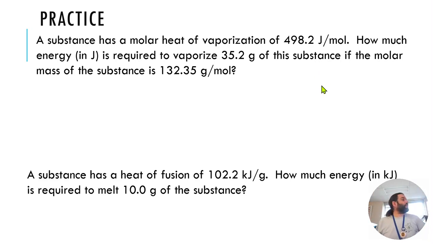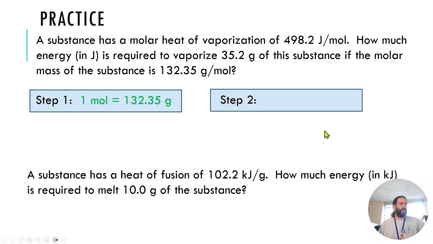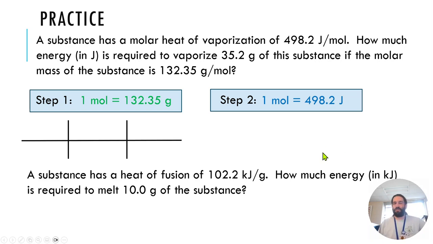All right. So the first conversion factor we're going to use in step 1 is the molar mass to convert this mass into moles. This is 132.35 grams per mole. So the conversion factor is 1 mole equals 132.35 grams. Once we know the number of moles, we can use the molar heat as a conversion factor to find the number of joules. So that would say 1 mole equals 498.2 joules, because the unit is the number of joules per every 1 mole. So to solve, of course, we need a fence. Because we have 2 conversions, I need a fence with space for 2 conversions. I put my smiley down below.